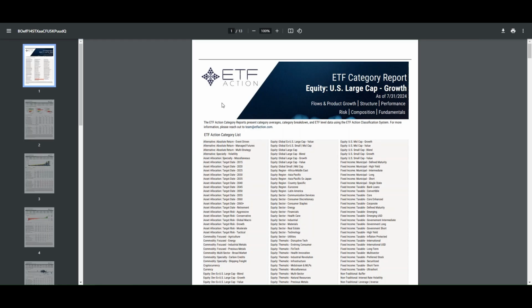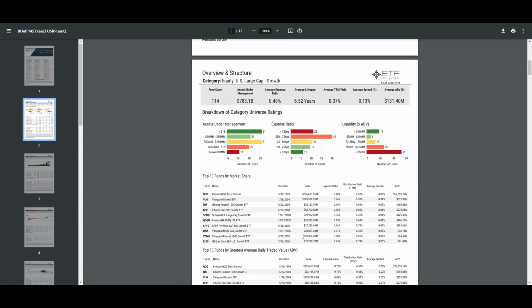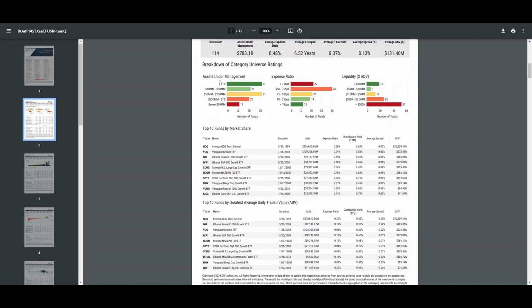And here we are. This is a list of all of the ETF Action categories that we create a monthly report for, every single category. And you can find that here. This is US large cap growth, and it starts at a very high level. We're just going to look at the fund count of the category, the assets under management, and then some basic info for assets, expense ratios, and liquidity.